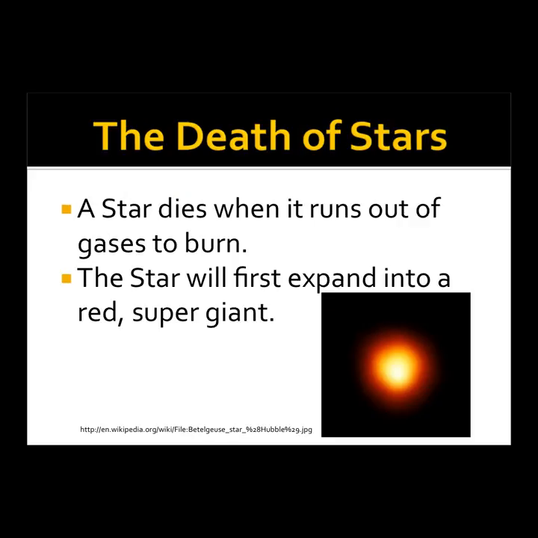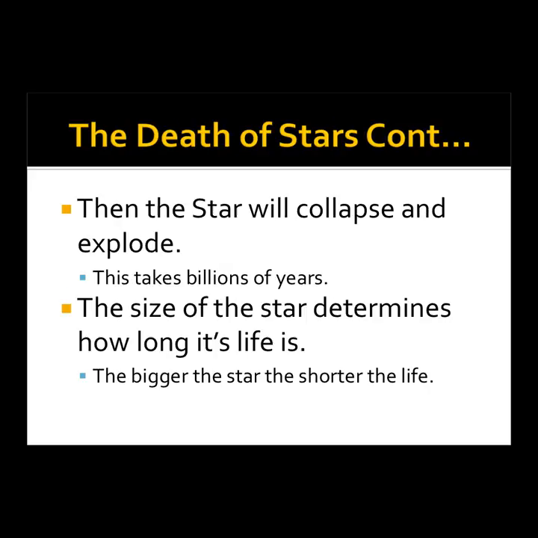As the star begins to run out of gas to burn, it will reach the end of its life. The star will first expand into a red supergiant. The picture is of Betelgeuse, a red supergiant that is almost to the end of its life. Once the star is done expanding, gravity will pull the star inward, then the star will explode.